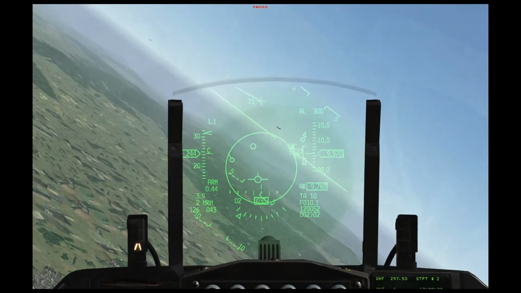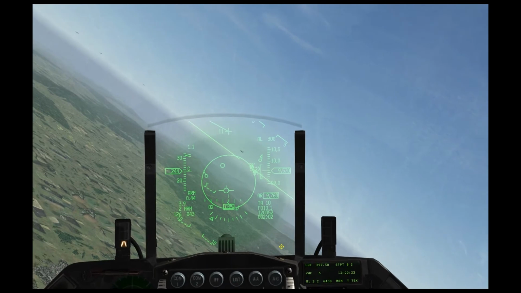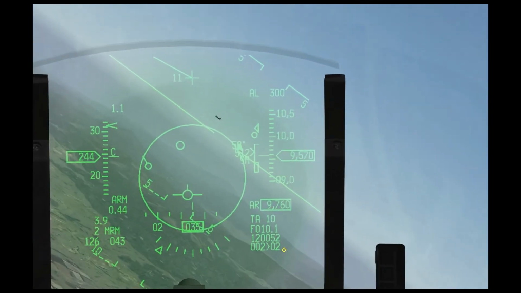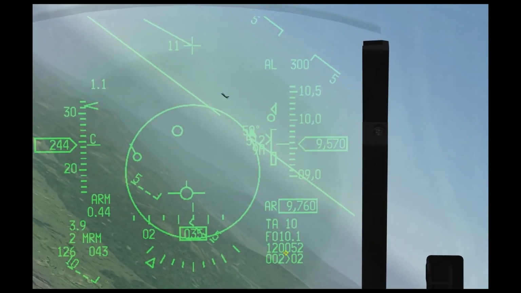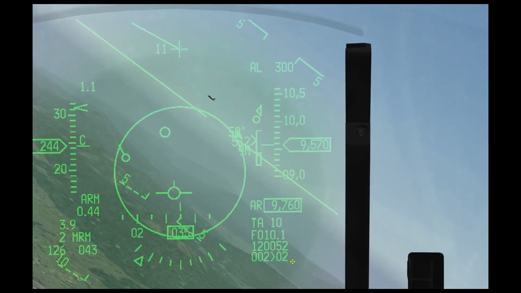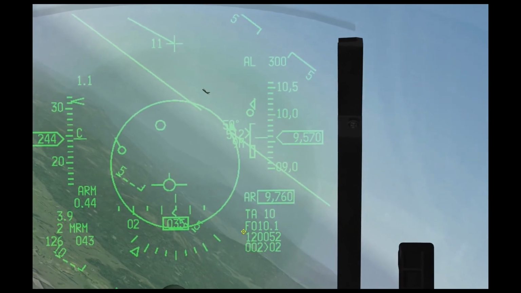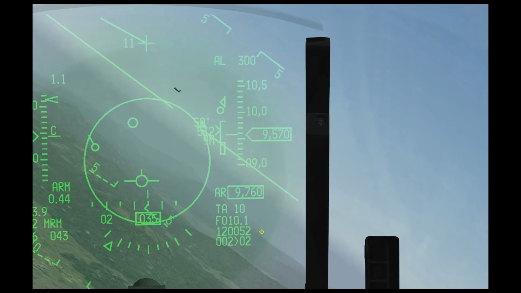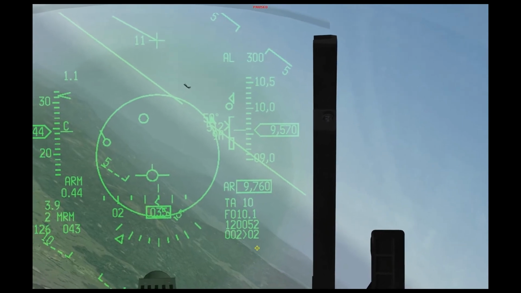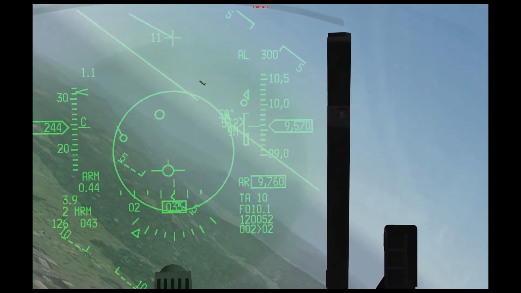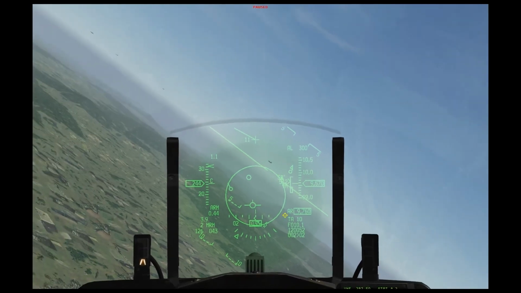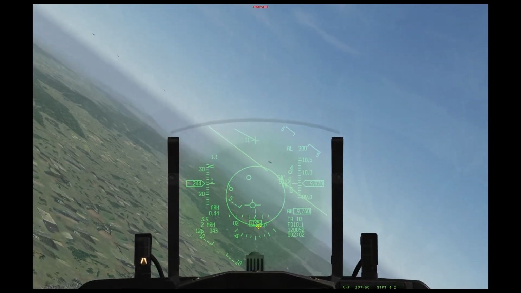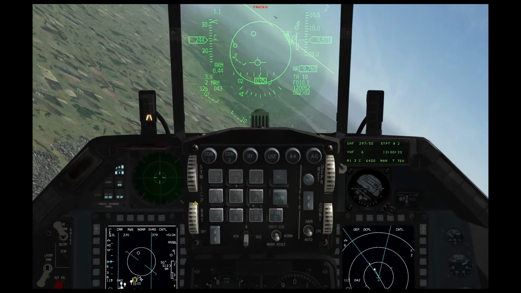Now let's go to the HUD for a moment. So when you lock something up on the radar, the range for the target is going to be right here, it's F010.1, which means it's 10.1 nautical miles away. We're going to go over the other symbology on the HUD in regards to the FCR once we go over the AIM-120, which we're about to do.